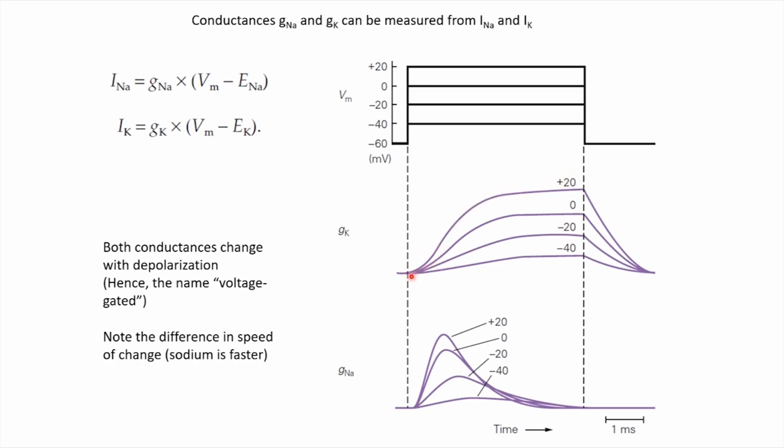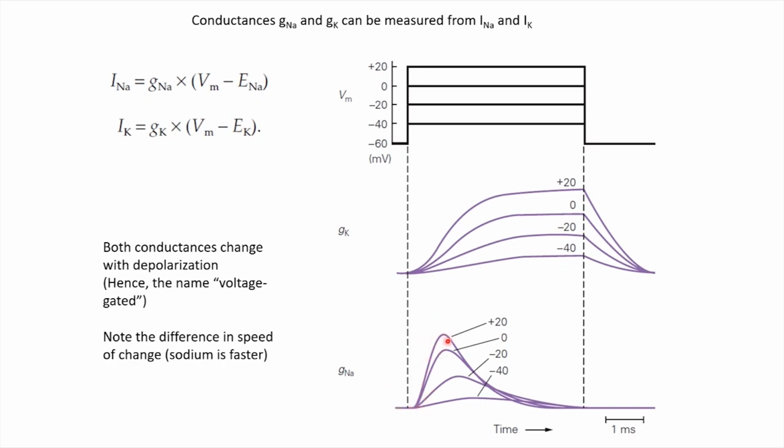So what this tells us is that the probability of opening of channels is increasing with time. The channels don't open all of a sudden, they start to open gradually. And the more membrane potential we have, the higher is the probability of opening. For sodium also, the more membrane potential we have, the higher is the probability of opening.